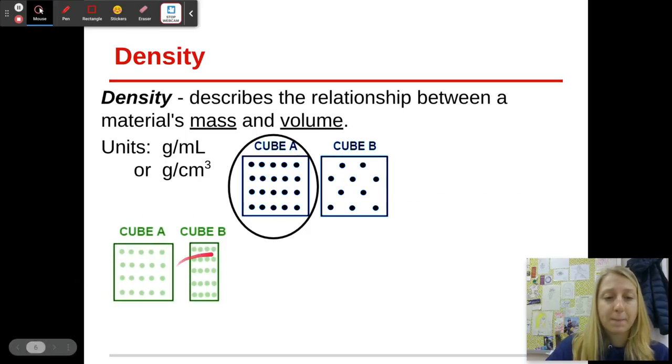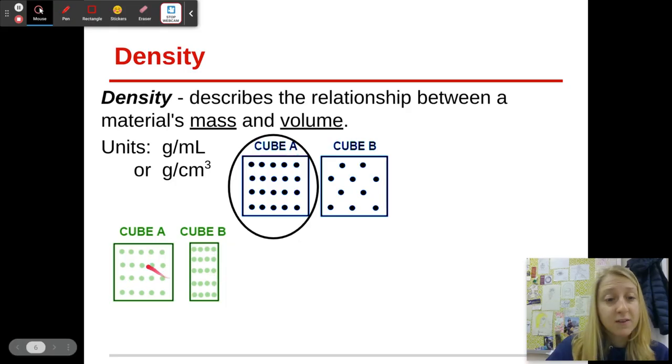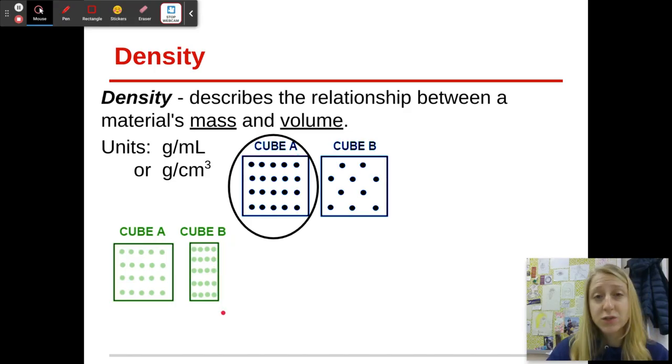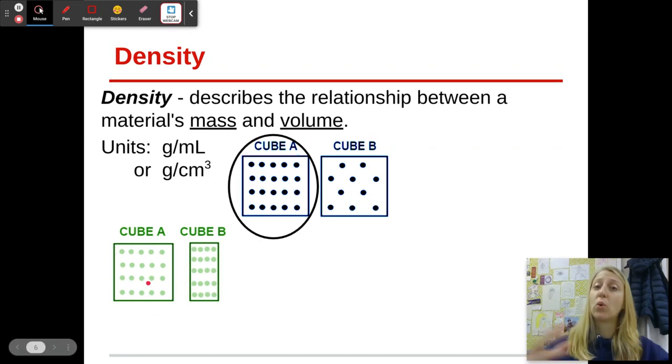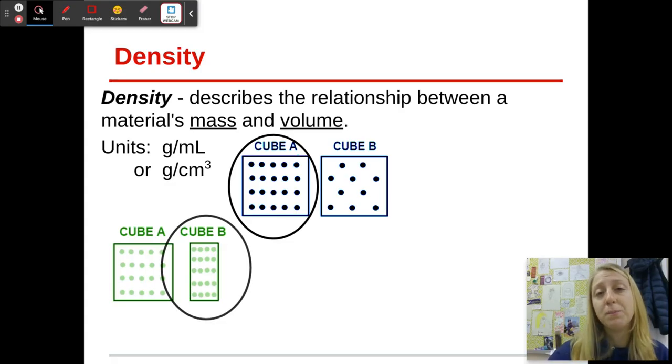Let's look at another example. In this case, their volumes are obviously different. Cube A is about twice as big as cube B, and in fact, they have the same amount of dots in them. Cube A is 5 across and 4 down. Cube B is 4 across and 5 down, so 20 dots in both boxes. But because cube A has a bigger volume, more space for those dots to spread out in, that means that cube B is more densely packed. So cube B is going to be our more dense cube.